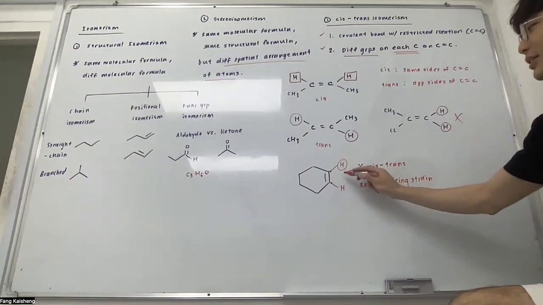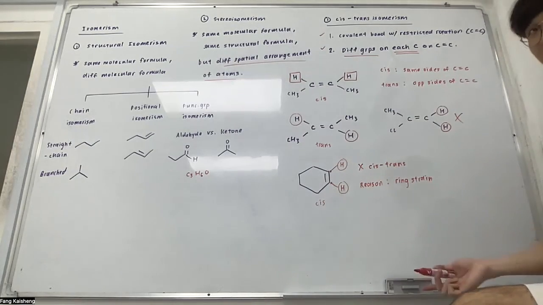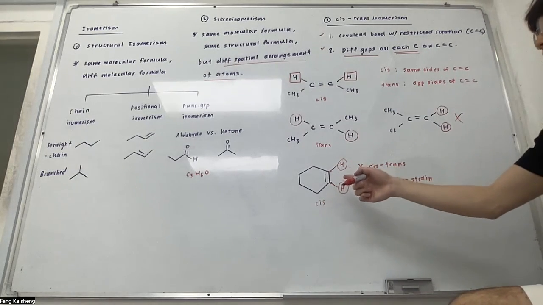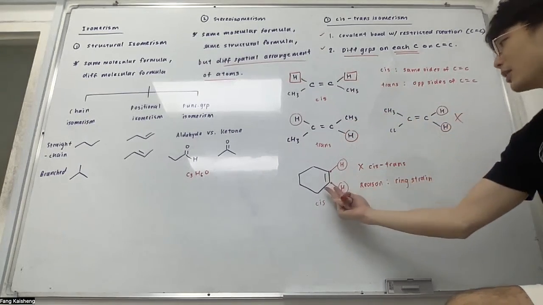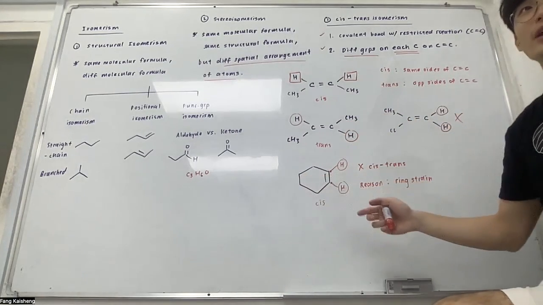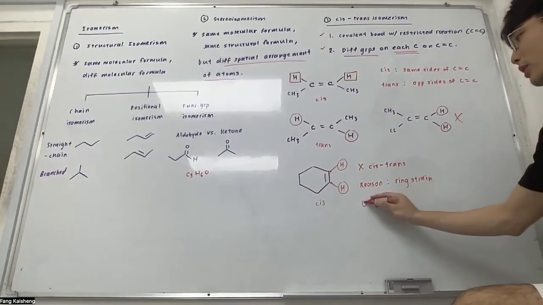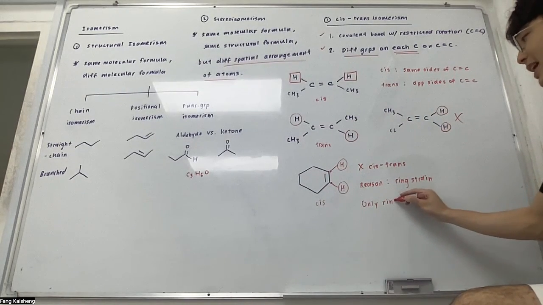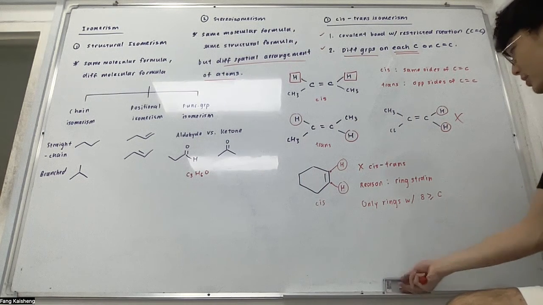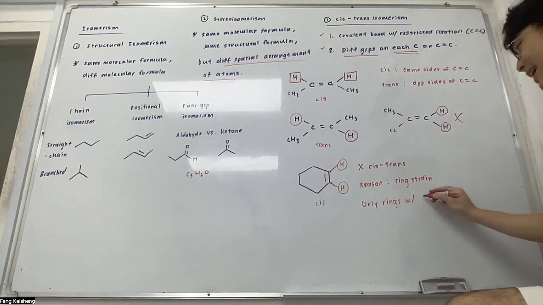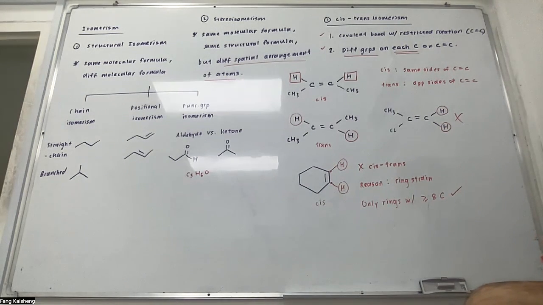Okay, good. The H's are on the same side of the double bond, right? So this is safe. But imagine how you form the trans isomer. Can you see it's because this part is the opposite? But when you turn this part opposite, can you see you're also breaking apart the ring? So you can't form it. Only rings with 8 or more carbons can form cis-trans isomers.